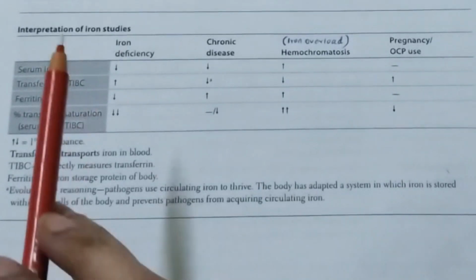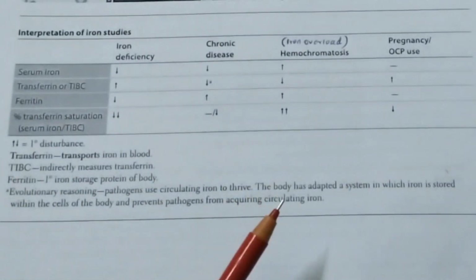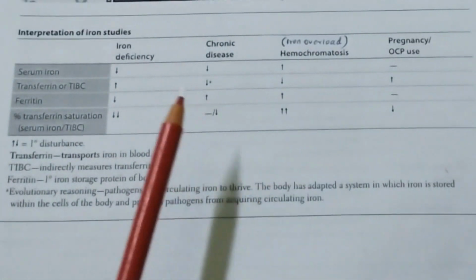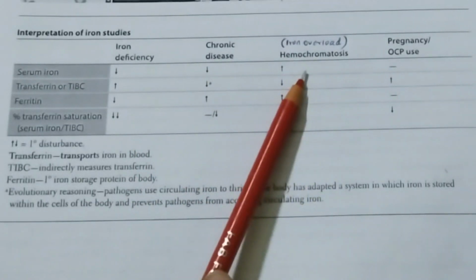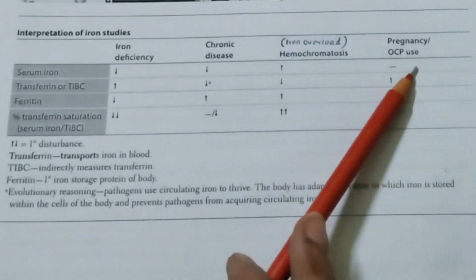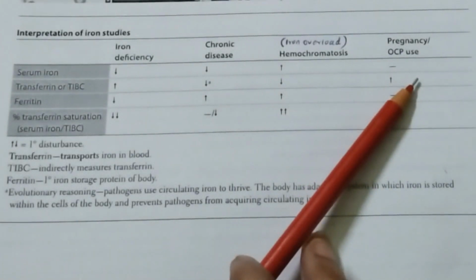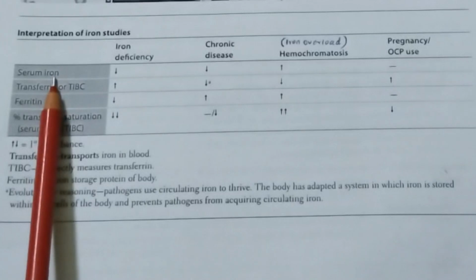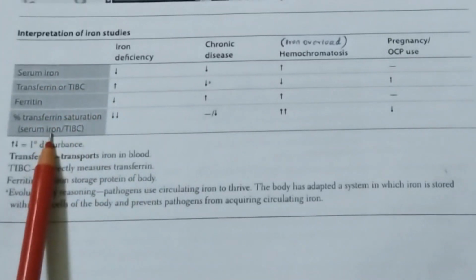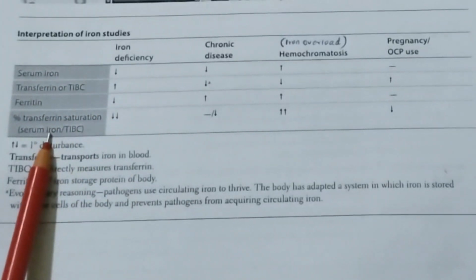Okay, in this video we'll study the interpretation of iron studies. So usually there are 4 cases that you have to know: iron deficiency anemia, anemia of chronic disease, hemochromatosis, that is iron overload in the body, and if you are using OCP or you are pregnant. Then what happens to the iron profile, that is serum iron, ferritin, transferrin and TIBC, and percentage transferrin saturation.